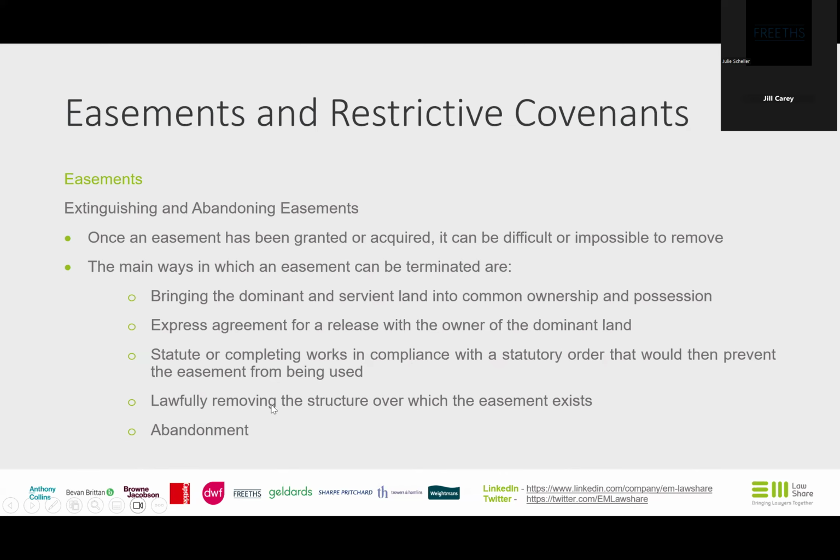If the easement relates to a structure and you lawfully remove it, that will terminate the easement. And also, you may be able to argue that it's been abandoned by the beneficiary, but that is very difficult to prove.